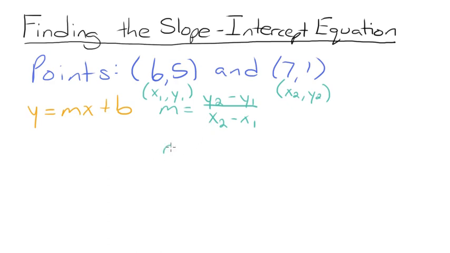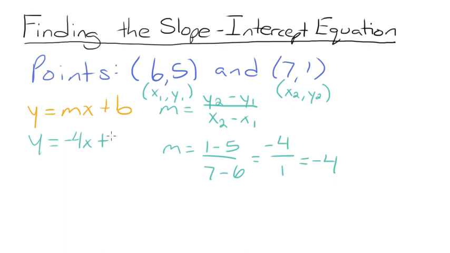So we have m is equal to y2 minus y1, so 1 minus 5, over x2 minus x1, so 7 minus 6. 1 minus 5 is negative 4, and 7 minus 6 is 1. So our slope is negative 4. Now that we know this, we can follow the same steps as we did in our previous practice problems. So we're going to plug in negative 4 for m into our equation over here. So we have y equals negative 4x plus b.